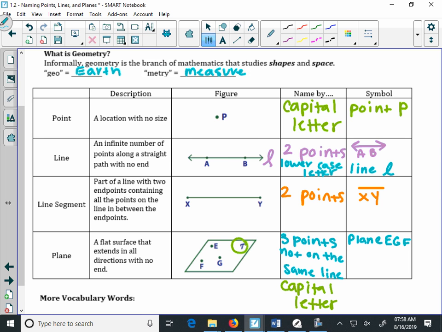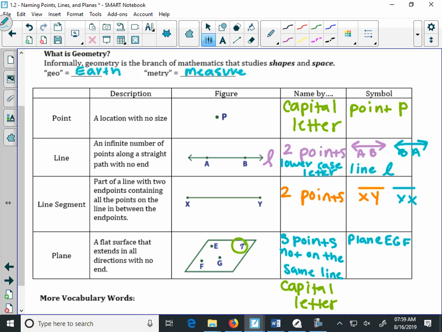And what's great about naming segments and lines and planes, the order of the points does not matter. So you could have flip-flopped this, and you could have said line BA. You could have said segment YX. It's the same thing. When we get into angles next week, that's where order matters. But with planes and lines, order does not matter.